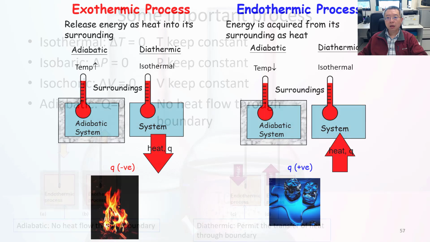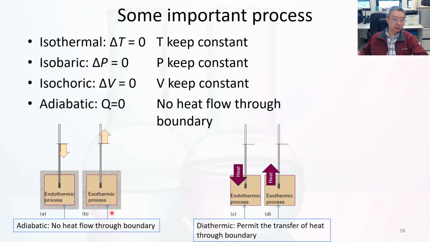There are several important processes we always mention during the course: isothermal, isobaric, isochoric, and adiabatic. They refer to the temperature, pressure, volume, or heat flow, and whether one of these can be kept constant. And this is adiabatic. Yes, we're going to mention this repeatedly. This is more difficult compared with the others. Diathermic permits heat to flow through the boundaries, and the heat of the system is the same.